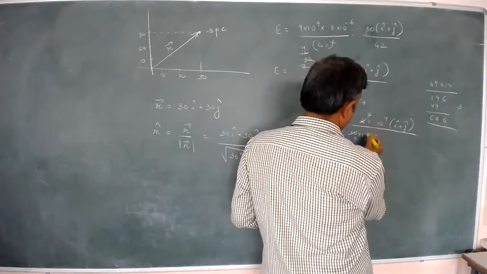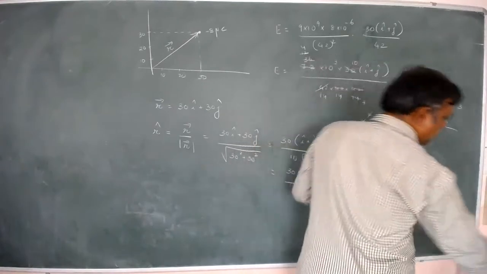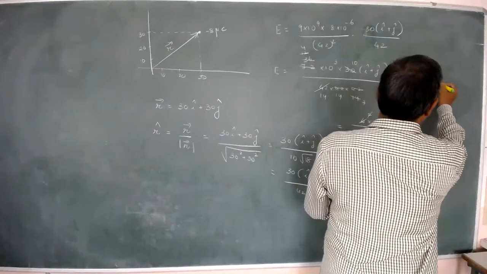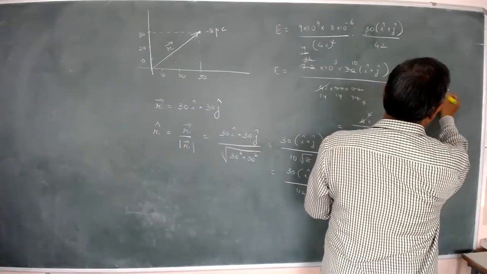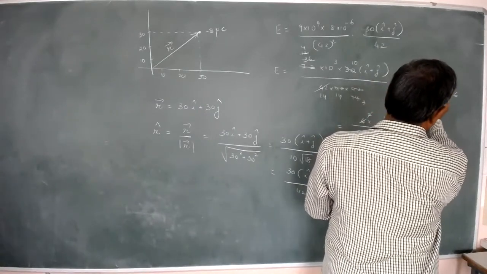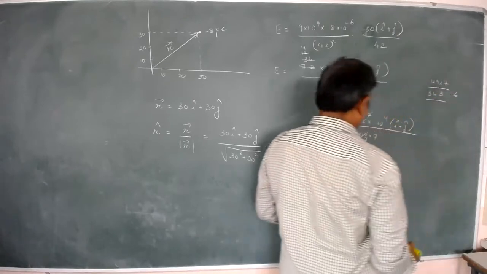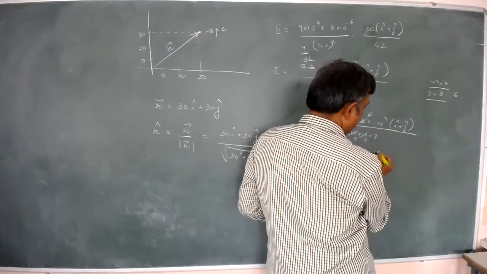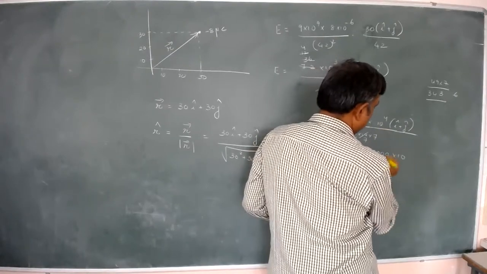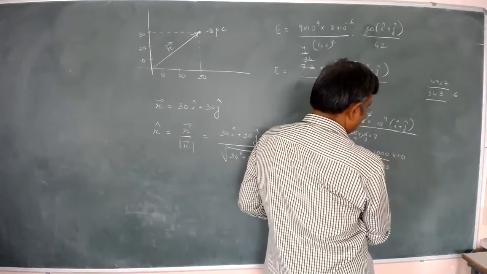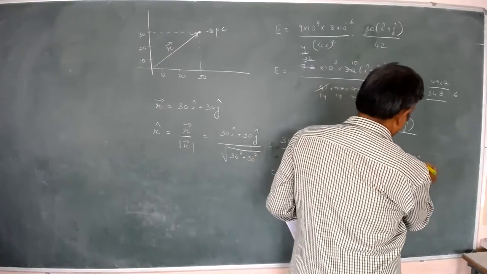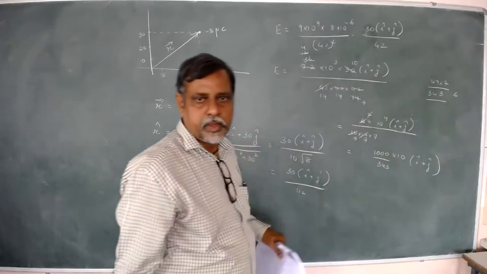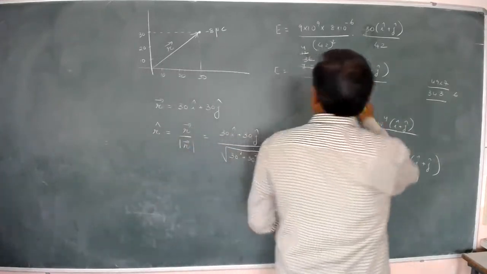Okay. Just one more possibility is also there, wrong. Right? Now, 49 into 7, 343. Yes? Okay. So 343, wrong. I will take cosine into I cap plus J cap. Okay, so 1000 divided by 343, 2 times.